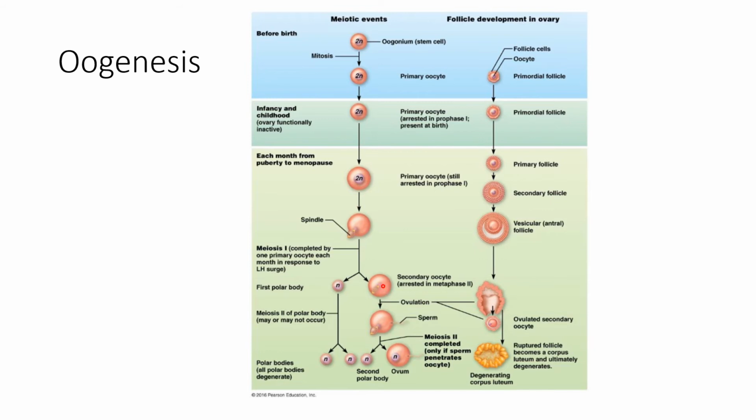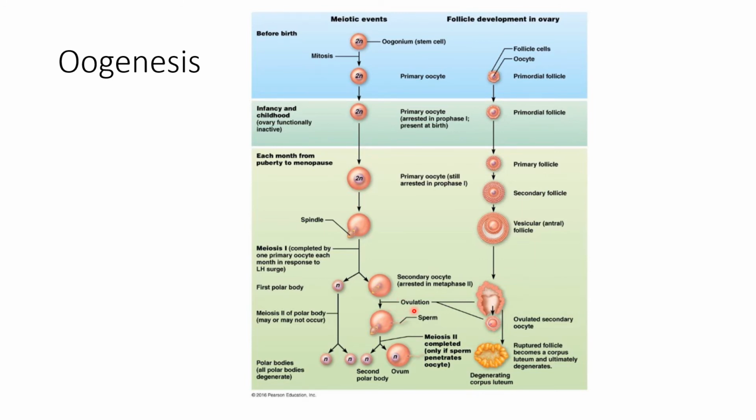So the secondary oocyte is actually going to go through the second meiotic division. As we said, with meiosis, we go through meiosis 1 and we go through meiosis 2. So the secondary oocyte is going to go through meiosis 2, and it's going to freeze at metaphase 2. So the secondary oocyte is going to freeze at metaphase 2 stage.